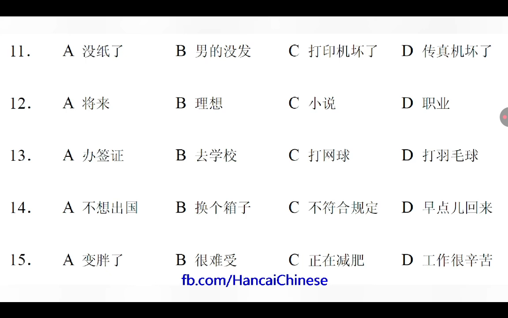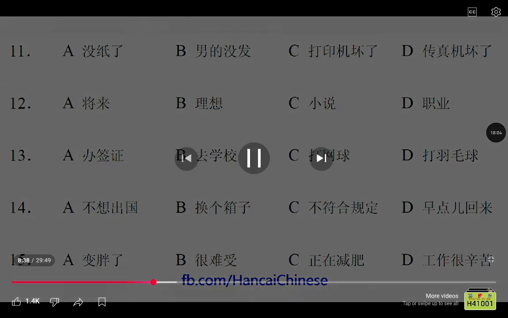What are they discussing? They are discussing 小说. 小说, they mention 2 times in the audio. Okay, let's listen to it again.